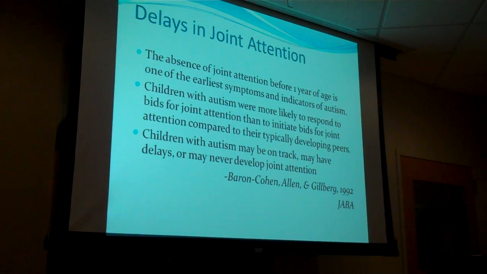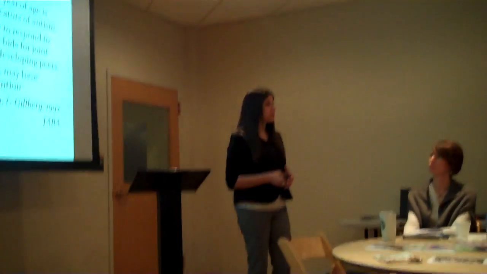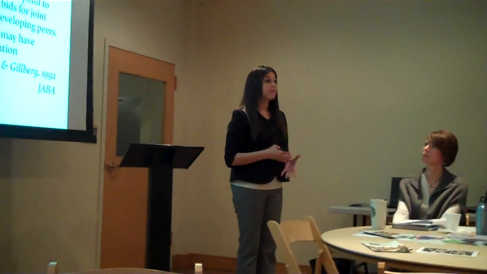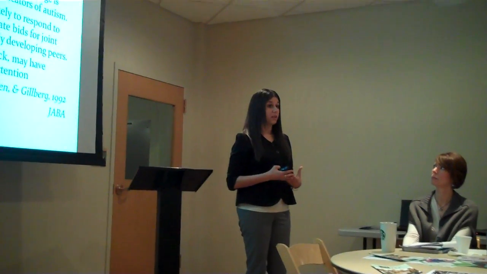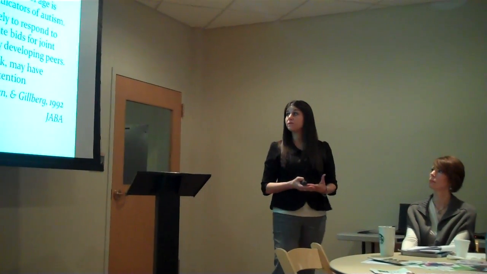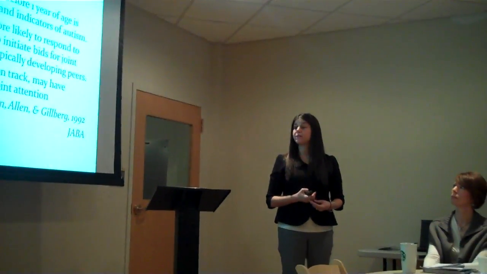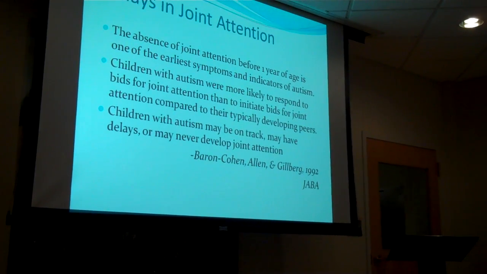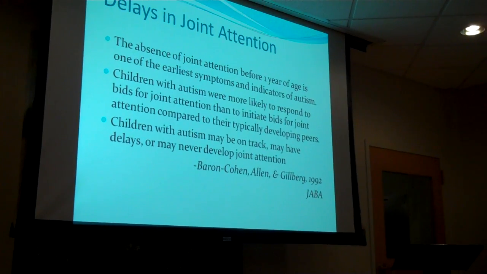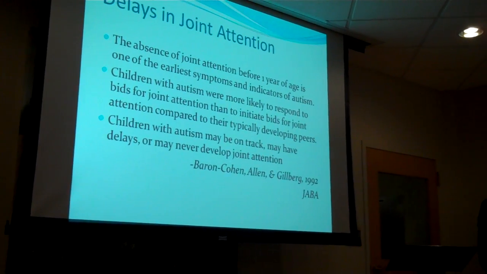By 9 to 18 months of age, a child should be really familiar with their primary caregivers, so that when one of them walks into the room, they're shifting their gaze between the adults in the room. And then also, children with autism are more likely to respond to bids for joint attention. They're more likely to respond when someone says, hey, look, it's your favorite Elmo, than they are to initiate that interaction.